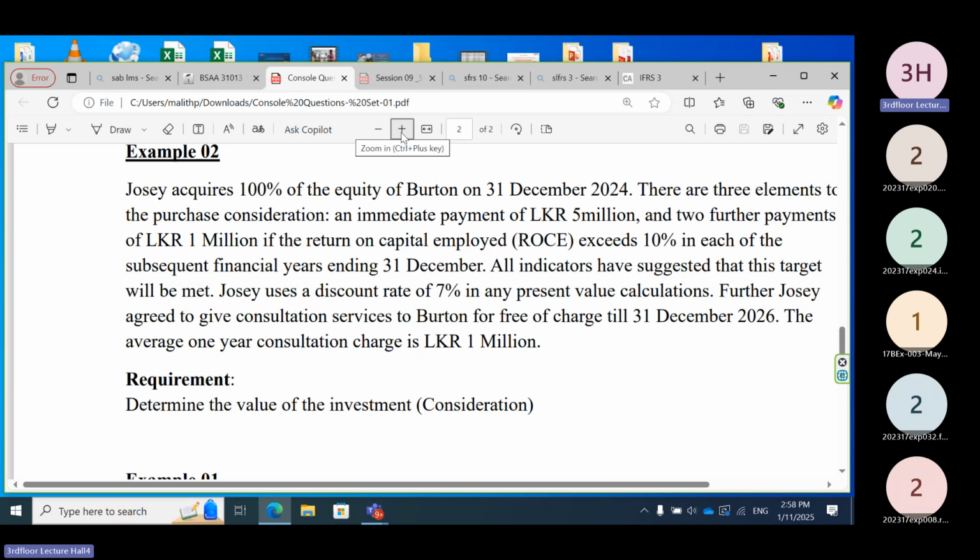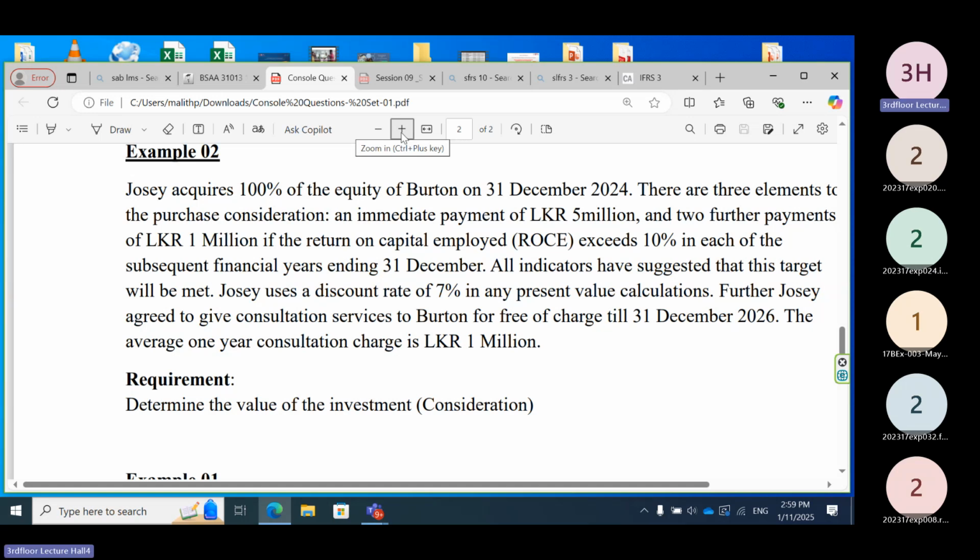So then there are 4 elements. The purchase consideration. Immediate payment 5 million. That's a cash consideration, right? What's the question here? They acquire 100% of B.